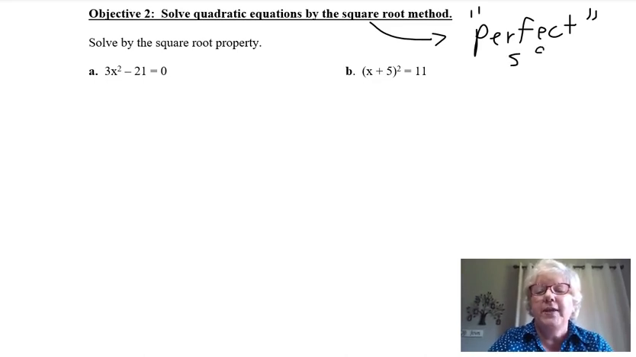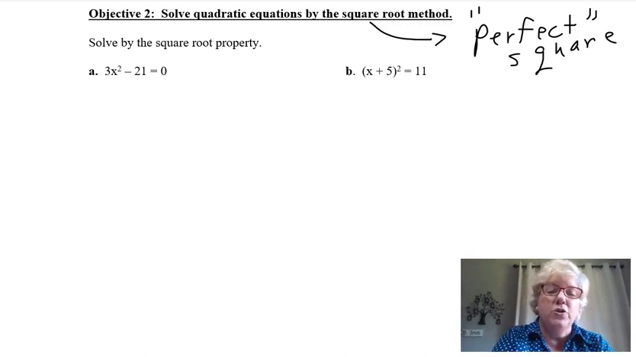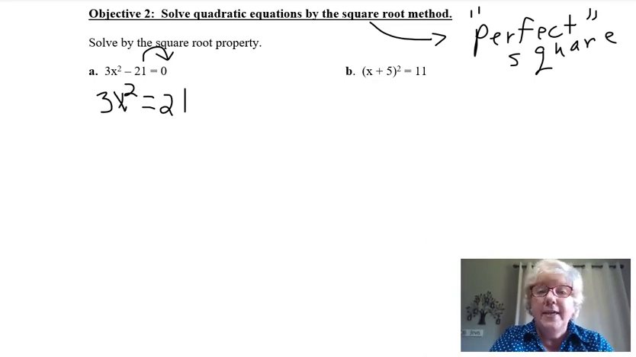And I use perfect in parentheses here because as long as we can just put the radical sign and the square root on it, we're good to go. For this to work, you need to isolate the perfect square. Now, in my first example, the only thing that's the perfect square is x squared itself. So I'm going to try to isolate that. What I can do is move over my negative 21 and it becomes a positive 21. Then, to isolate the x squared, I'm going to divide by 3.